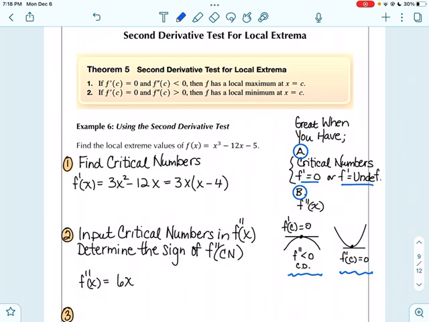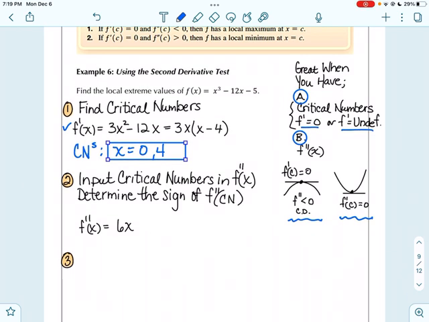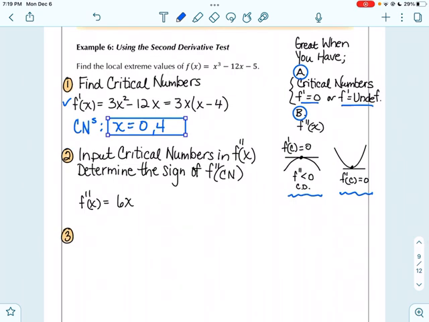So you see I took the first derivative already, and I put it in factored form. So the critical numbers in this case, and they're the c values that we talked about, are going to be x equals 0 and 4. So we have the critical numbers. Then we're going to input the critical numbers into the second derivative to determine the sign of f double prime of the critical numbers. So since f double prime is 6x, we're going to take 0 and 4. And we're going to say f double prime of 0 is equal to 0, and f double prime of 4 is 6 times 4, so it's 24.